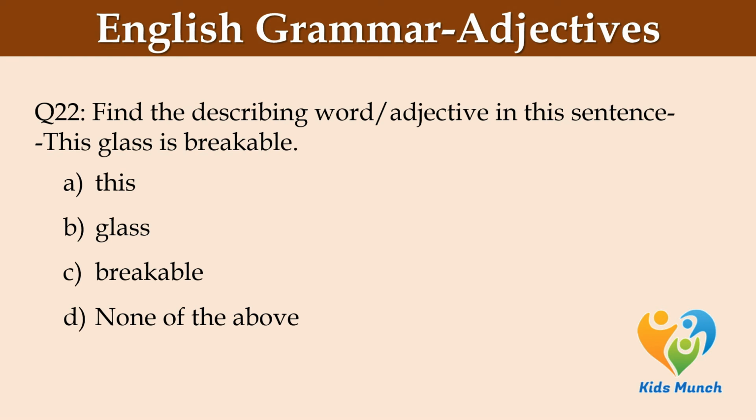Find the describing word in this sentence. This glass is breakable. Option A, this. Option B, glass. Option C, breakable. Option D, none of the above.